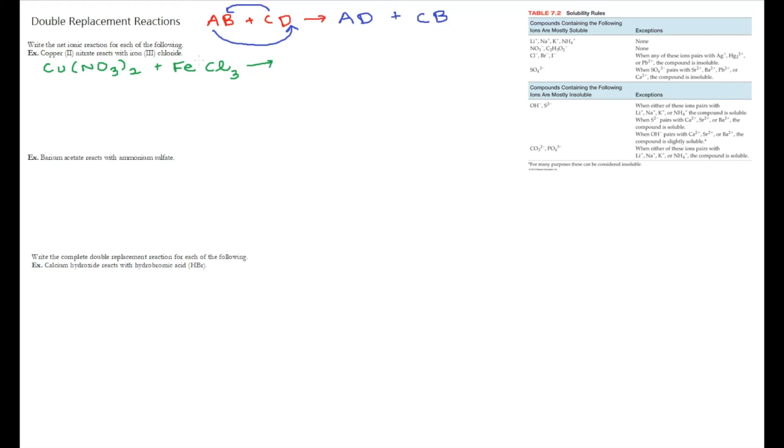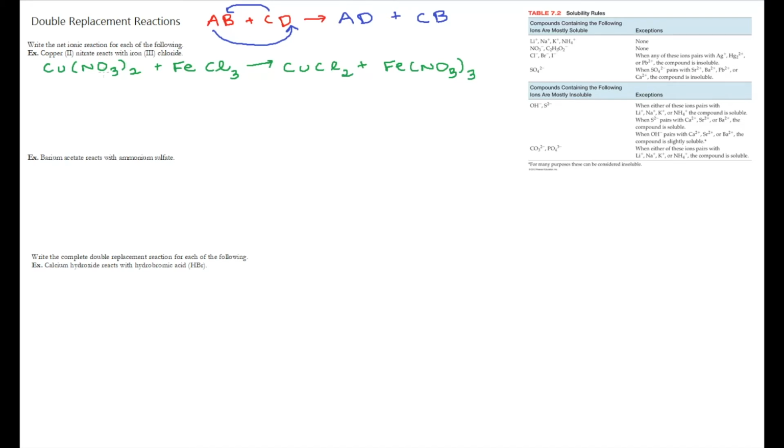Copper and chlorine are going to form a brand new compound. In order to write this, I need to recross my charges. Copper has a 2+ charge, chlorine has a 1- charge, so this is going to be CuCl2 because I crossed my charges again. My other product will be iron with nitrate. Iron's 3+, nitrate is 1-, so this is going to be Fe(NO3)3.